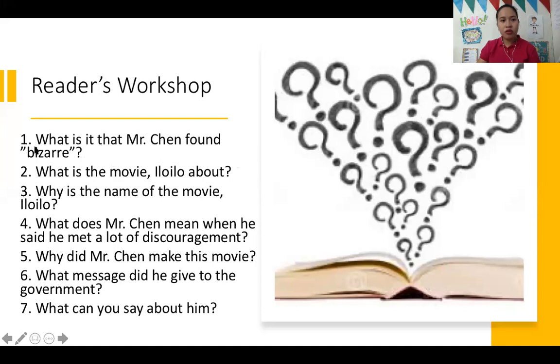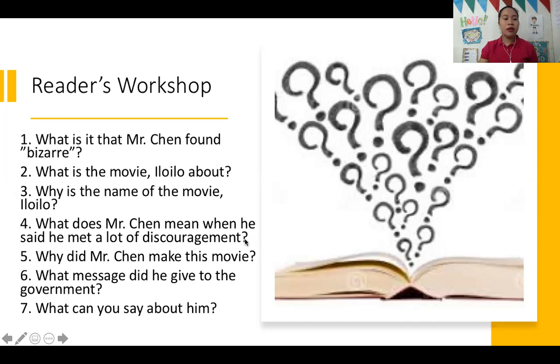Number one, what is it that Mr. Chen found bizarre? What do you mean by bizarre? Strange. It's not usual, unusual, not common. Why was Mr. Chen surprised? Something strange. Number two, what is the movie Iloilo about? Number three, why is the name of the movie Iloilo? Number four, what does Mr. Chen mean when he said he met a lot of discouragement? What do you mean by discouragement?